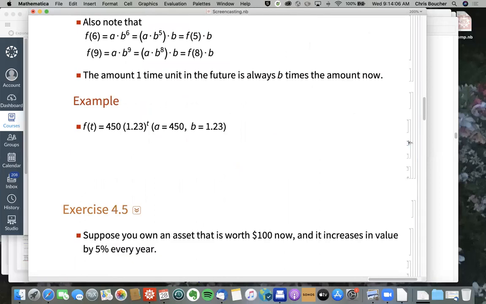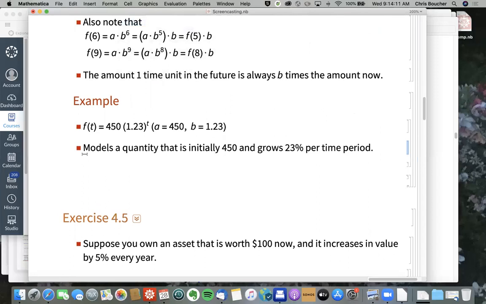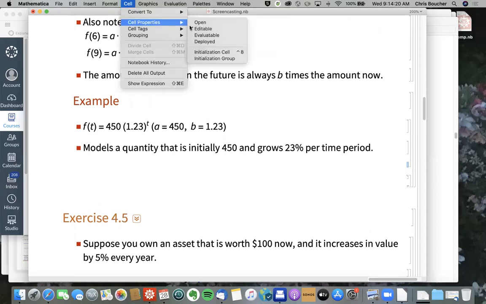Okay, so let's get back to, I may have already said everything that we're going to show here. Indeed, right? Initially, the quantity is at size 450, and it grows by 23% per time period, whatever the time periods are.